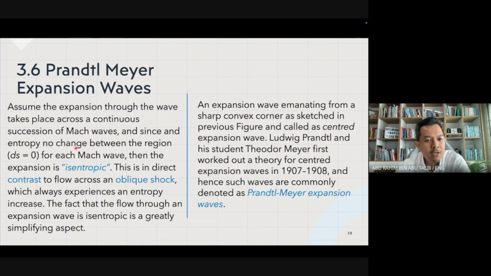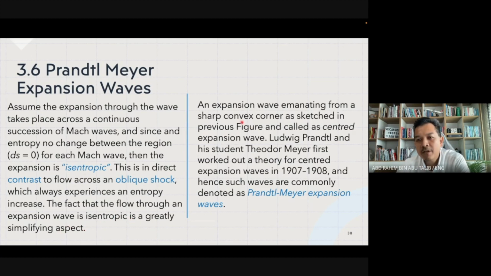And since there is no change in entropy between the regions, where ds equals 0 for each Mach wave, then the expansion is considered isentropic. And this is in direct contrast to the flow across an oblique shock, which always experiences an entropy increase, right? So in our case now, there is no change of entropy, ds equals 0, right? So the fact that the flow through an expansion wave is isentropic is a greatly simplifying aspect.